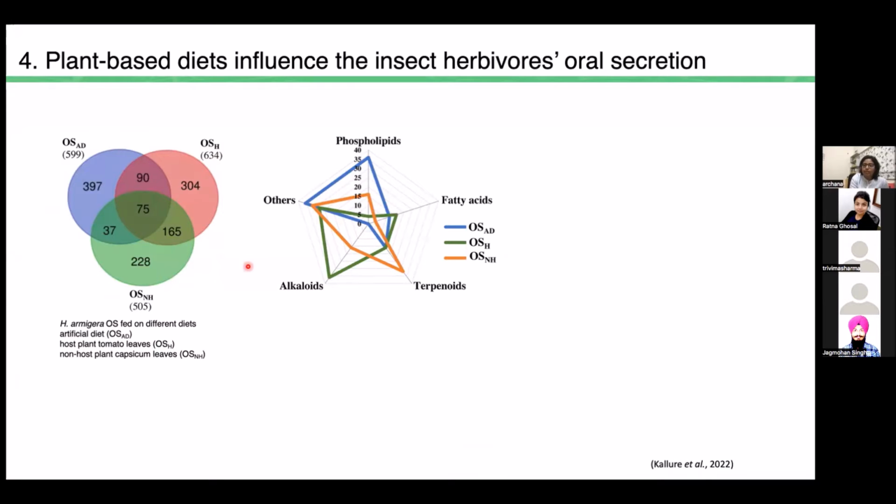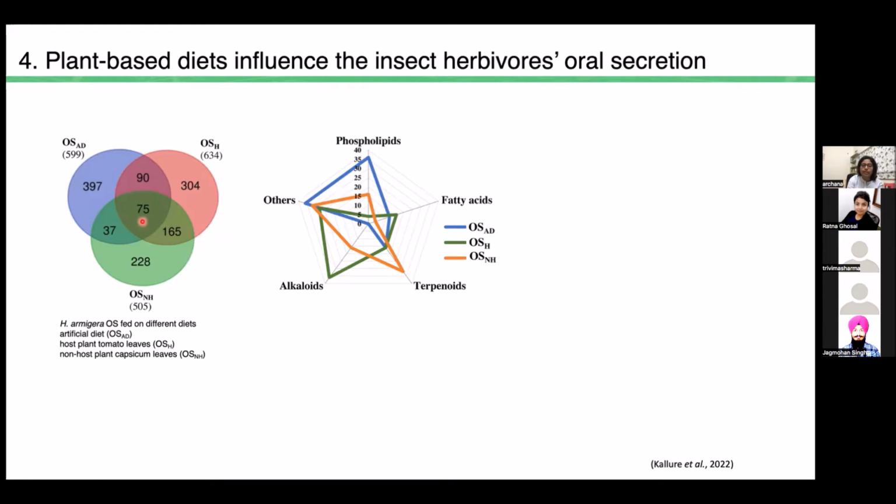So then we analyzed the oral secretion of these insects to understand, because there is always a continuous chemical dialogue between plant and insects. So insects, when they are feeding, they are releasing oral secretion to the plant, and the plant, as a defense, is synthesizing secondary metabolites. So this might be going to the insect as well and hampering their growth. So after feeding on these different diets, we analyzed the metabolites of the oral secretion of Helicoverpa armigera.